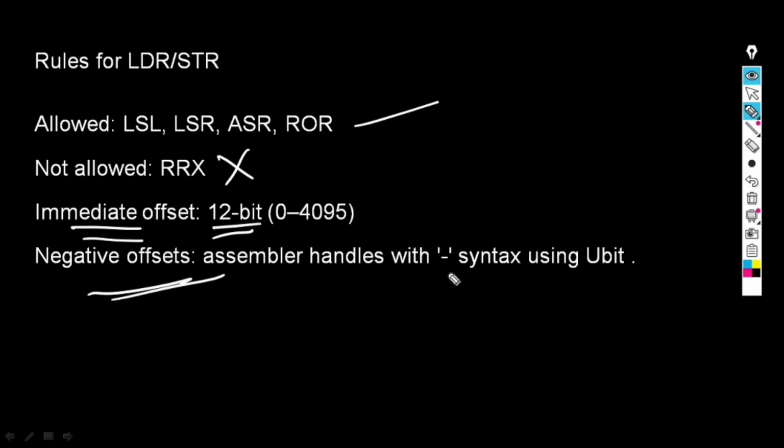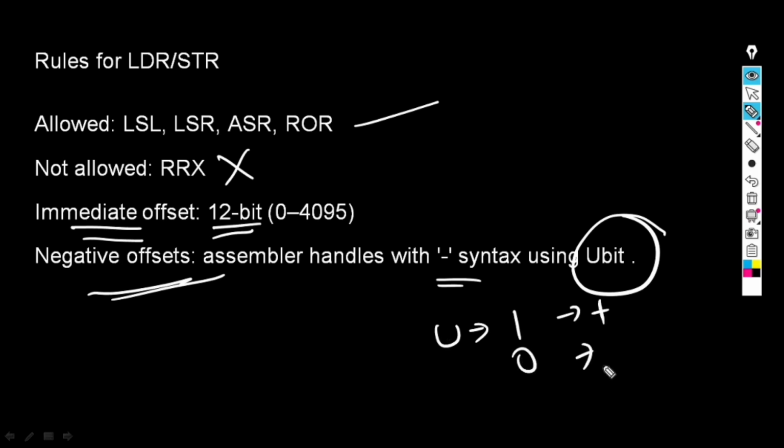And whenever the assembler sees a negative sign, there is a specific bit, the U bit. This bit is set to 1 if the constant you are adding is a positive number, and 0 if the constant you are adding is a negative number.